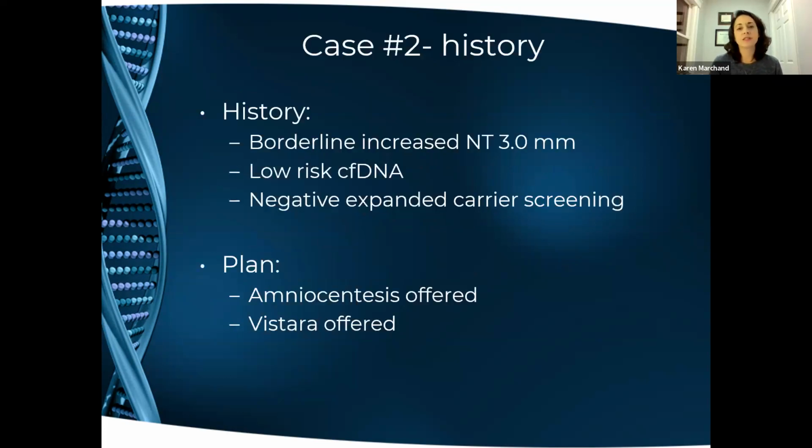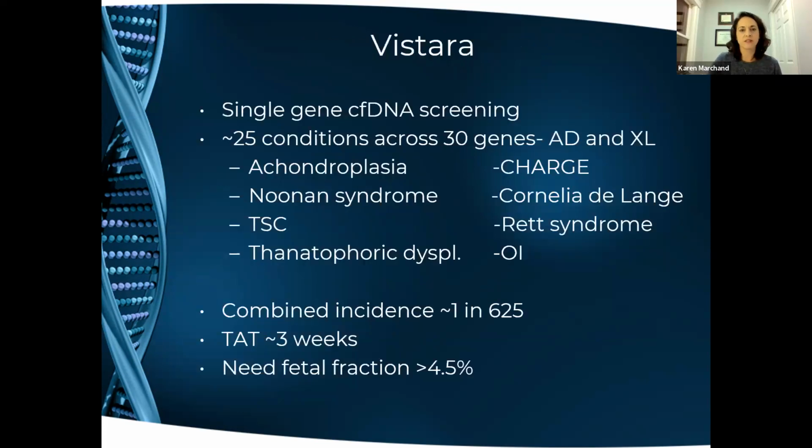As far as history, this is actually the second time this patient saw genetics in the pregnancy. The first time was for a borderline increased nuchal translucency of 3 millimeters in the first trimester. And at that time, she declined CVS and opted for cell-free DNA, which returned low risk, and expanded carrier screening, which was negative. So after these new findings, the patient was offered amniocentesis, of course, but also was offered Vistara. So we're going to talk about this Vistara test.